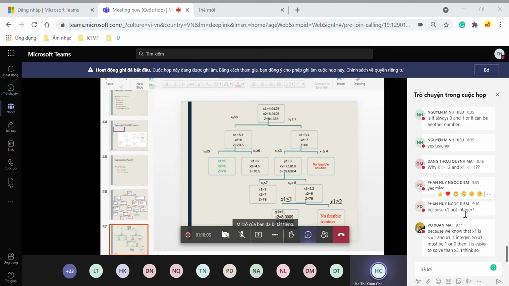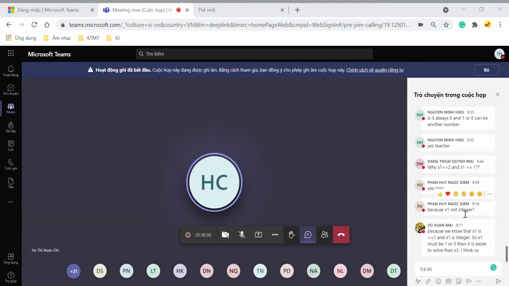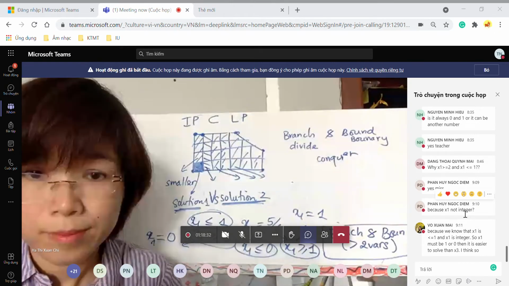So I send you the link. It's useful for you to use in showing the branching map. So let me share that with you.